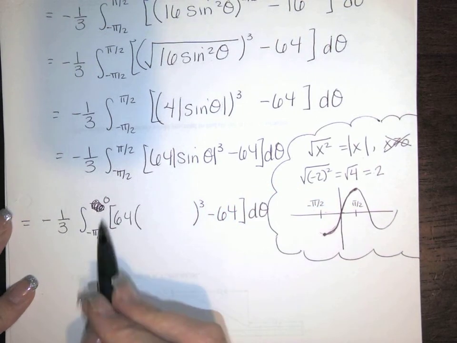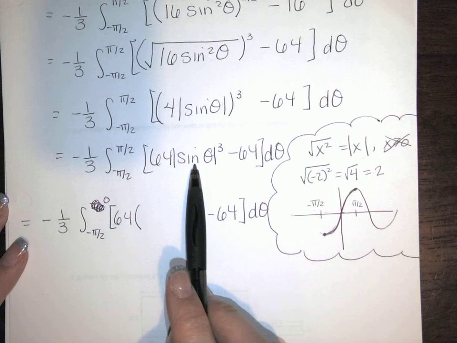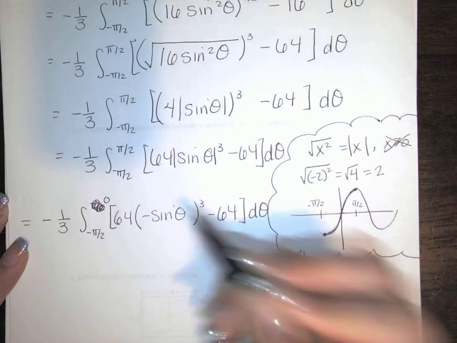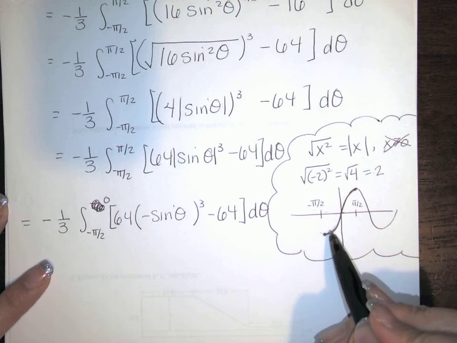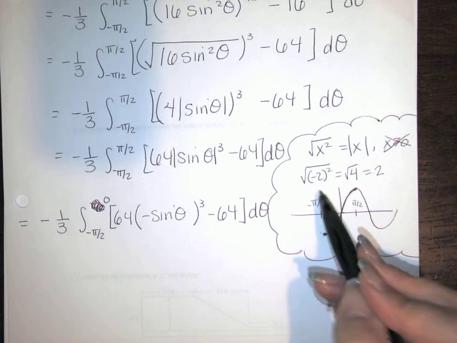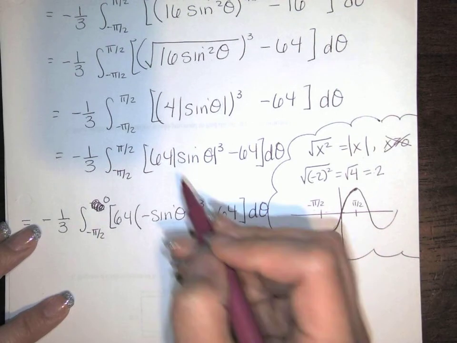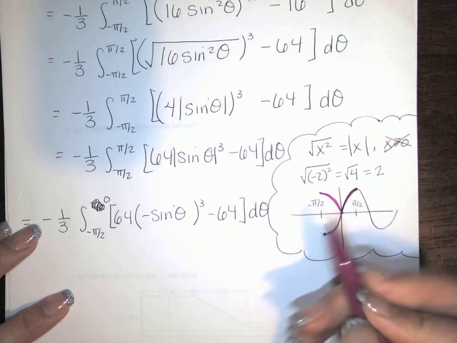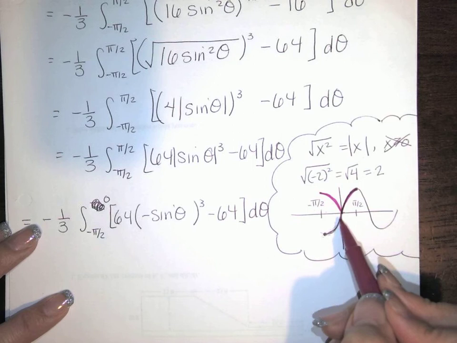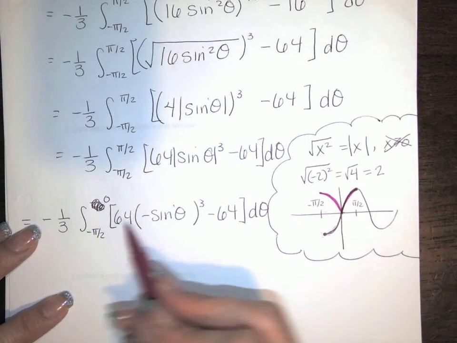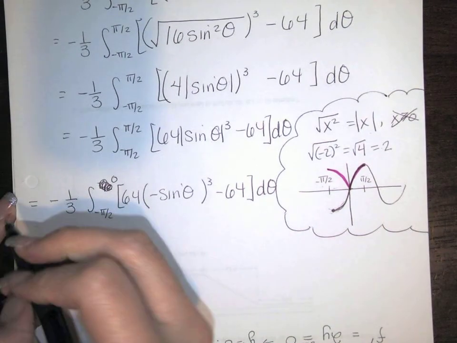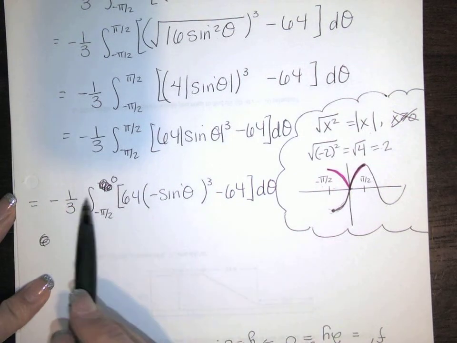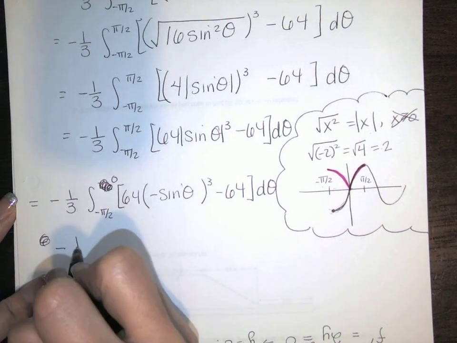So on the interval from negative pi over 2 to 0, the absolute value of sine of theta is negative sine of theta. Because I'm taking negative numbers and then I'm multiplying them by -1 to make them positive. Absolute value of sine of theta is going to look like this. So I'll multiply those numbers by -1 to make them positive, and then we'll cube that. And yeah, we'll evaluate that integral. That's the first part.